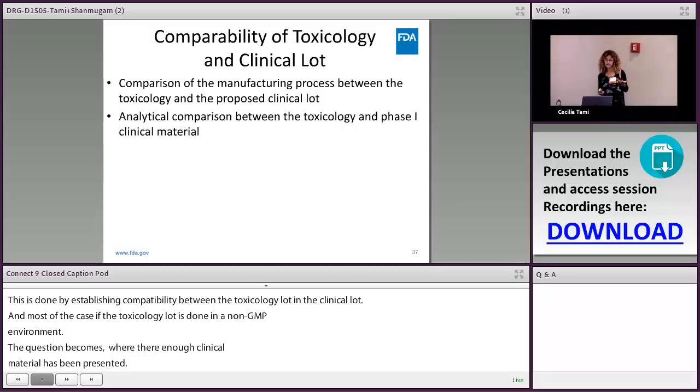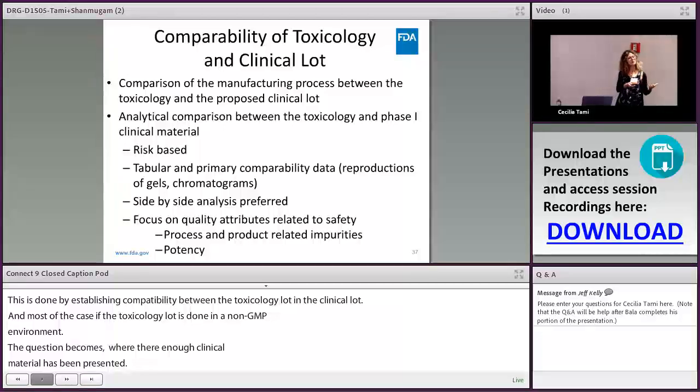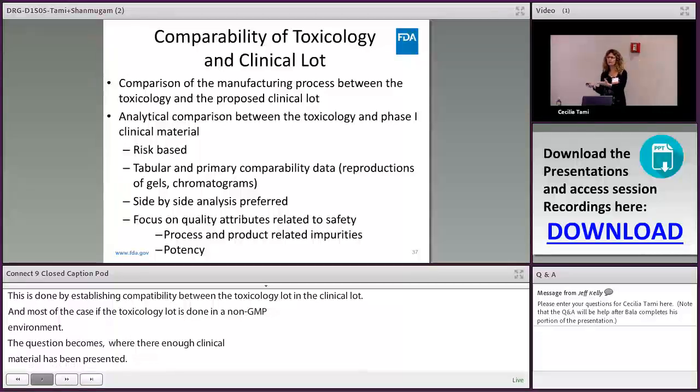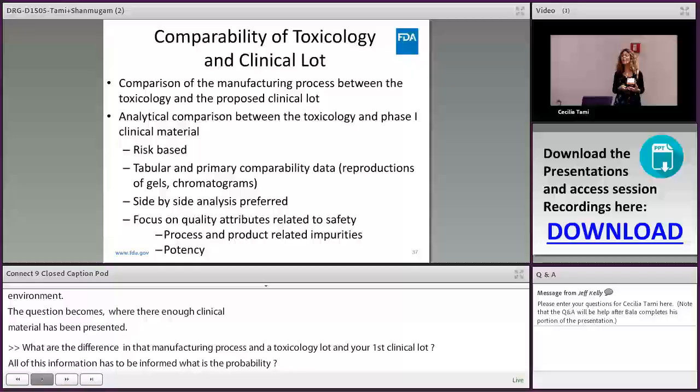And this is risk-based. What are the differences in the manufacturing process for your tox lot and your proposed clinical lot? What quality attributes could be impacted? All this information ultimately informs what kind of analytical comparability you should perform. Again, when you submit this information to support the safety of your clinical lot based on comparability with your tox lot, we want to see tabular data, but we want to see primary data too. If you do it side by side, that is great.